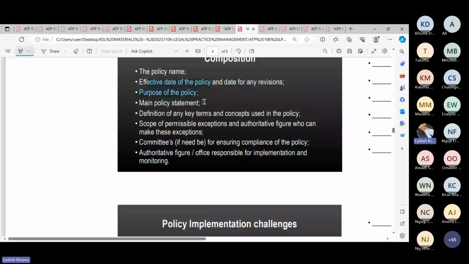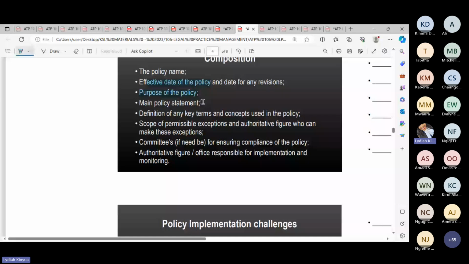And then you will have a policy statement. A policy statement is basically a very general statement of what the policy is meant to achieve, a very holistic point on what you want to achieve using this policy. And then you could have definitions in your policy.